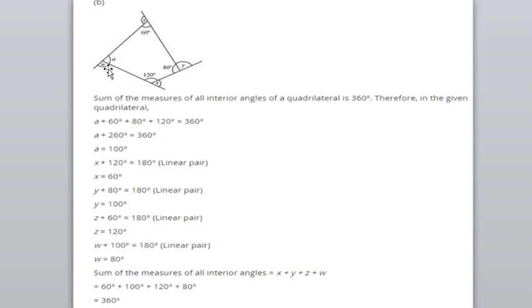Then here we got angle A as 100, so we can get angle W, which is exterior, because angle A and W are in linear pair. So W plus 100 degree equals 180 degree. They are in linear pair, that is W equals 80 degree.